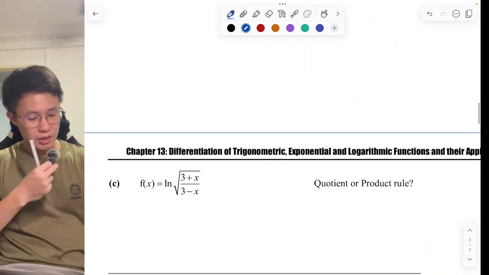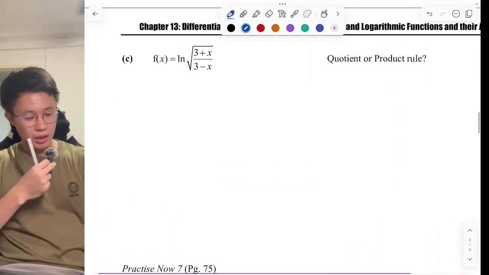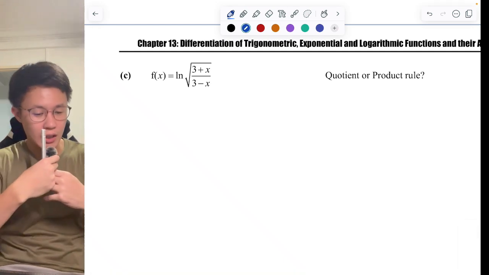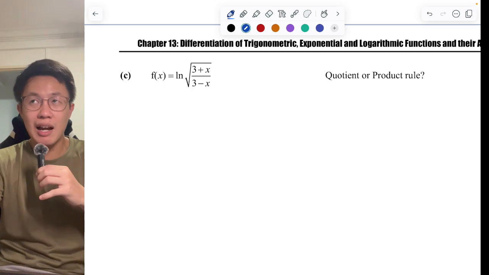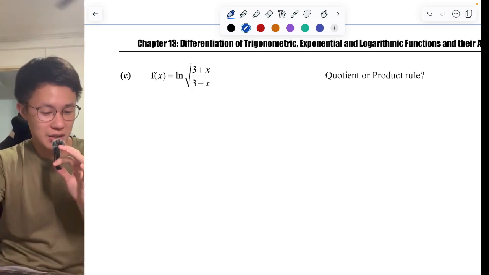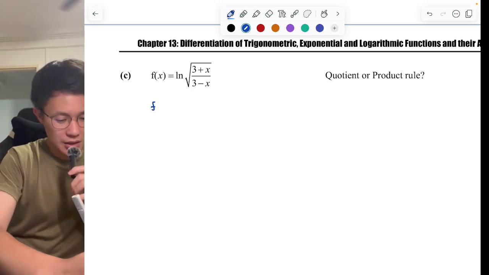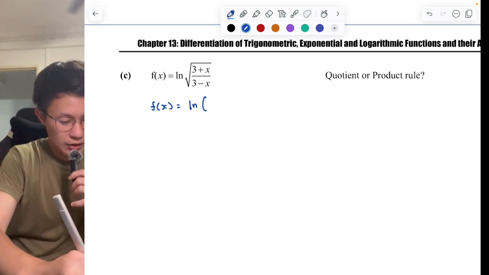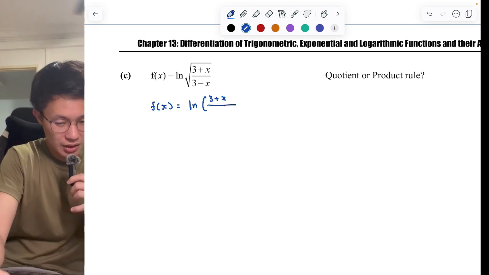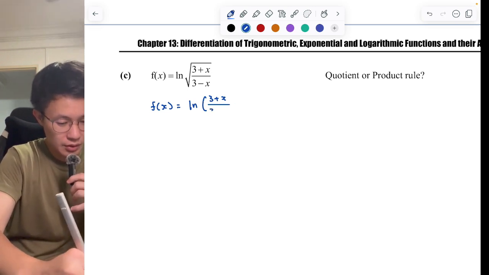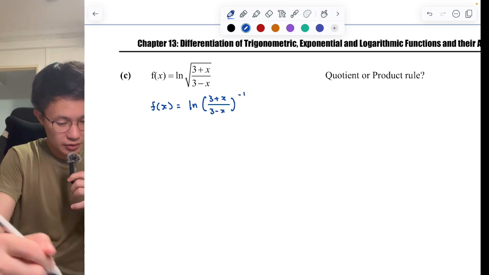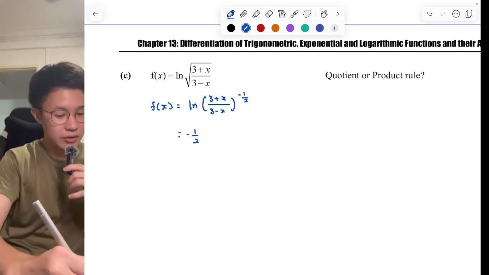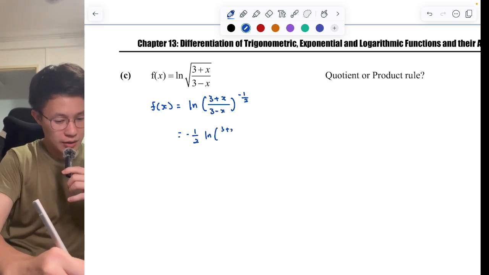Moving on is something a little bit more difficult. I would say this is a bit tricky because it involves a square root. One of the things in differentiation is I usually try to avoid things with square root as much as I can. And the best part about this is that this is in fact a logarithm function. So I'm going to write it as 3 plus x over 3 minus x, to the power of negative half. And because it's a logarithmic function, I have negative half of ln 3 plus x over 3 minus x.